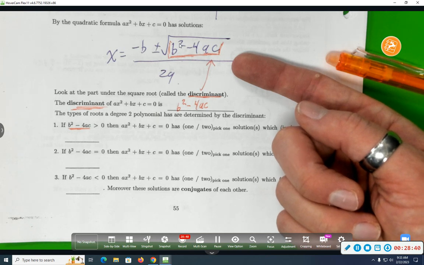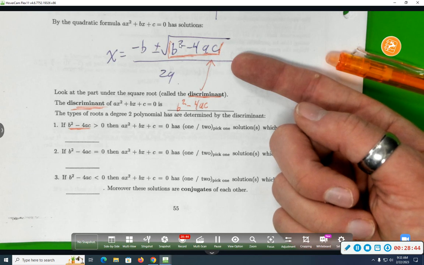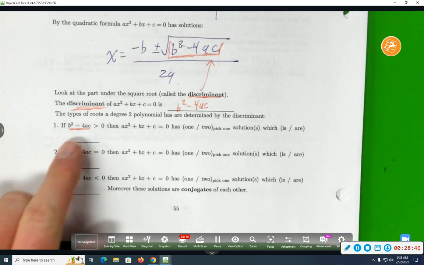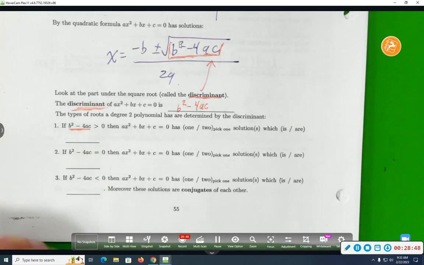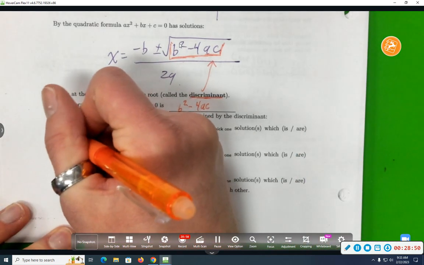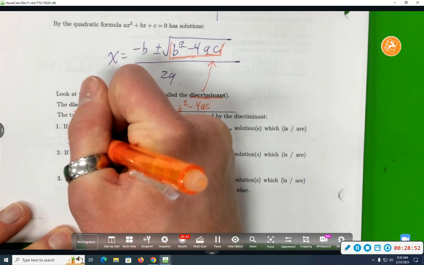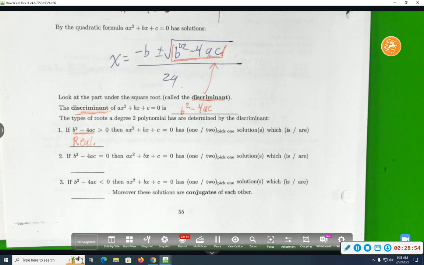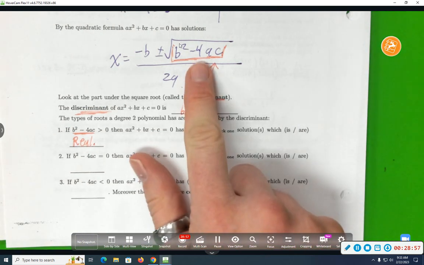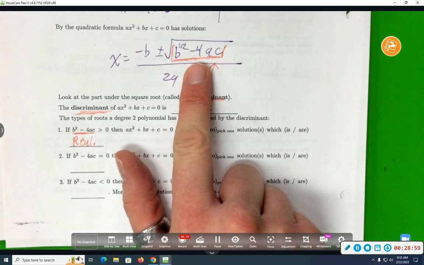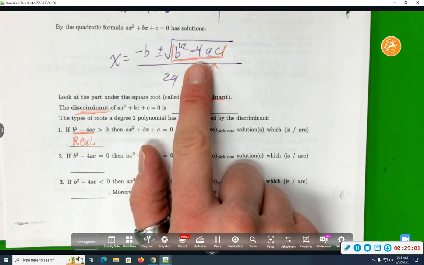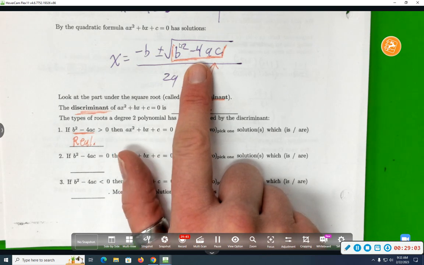If the thing in orange is positive, can any i's show up? No. If the thing in orange is positive, then the solutions to this thing will be real numbers. I guess here's the other thing. If the thing under that square root is positive, then does it make a difference whether you add or subtract it? Will you get different solutions?